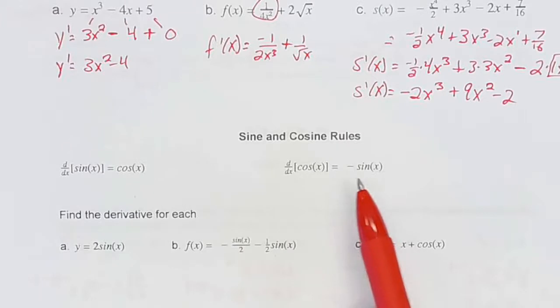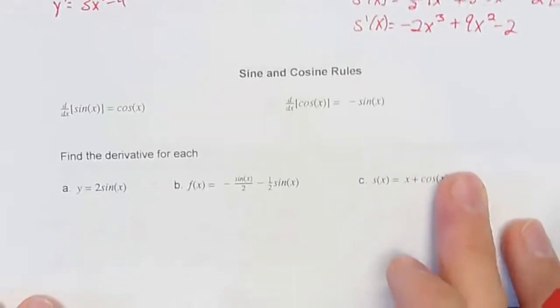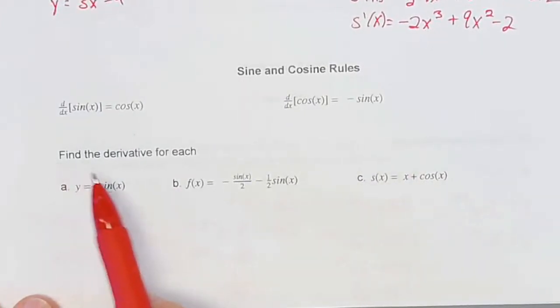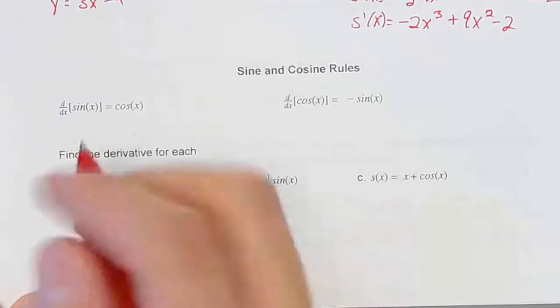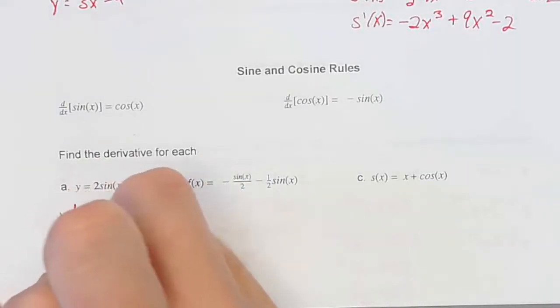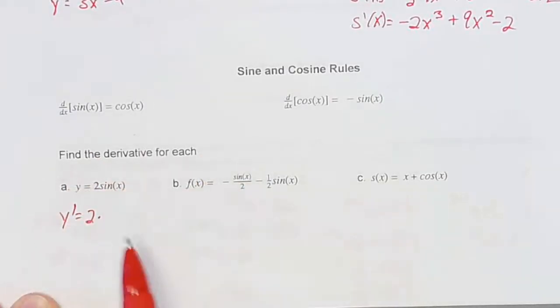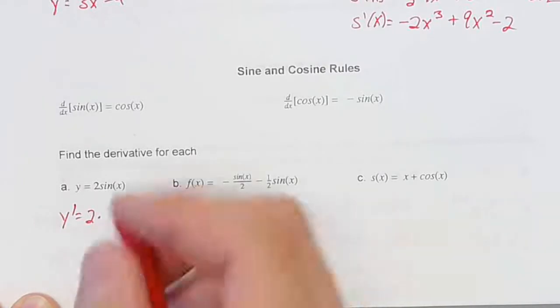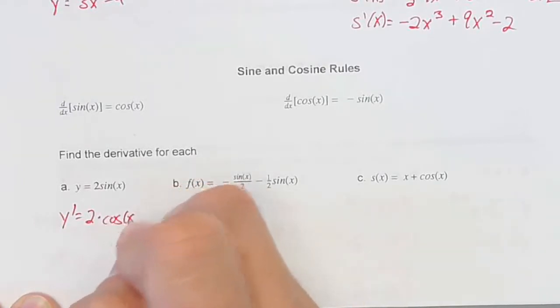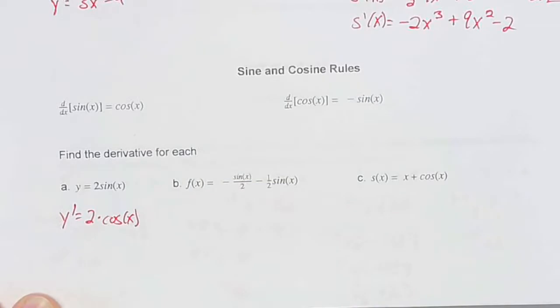So, when we take the derivative here, this is just the constant multiple rule. So y prime is going to be 2 times the derivative of sine. The derivative of sine is cosine x, and boom, we're done.